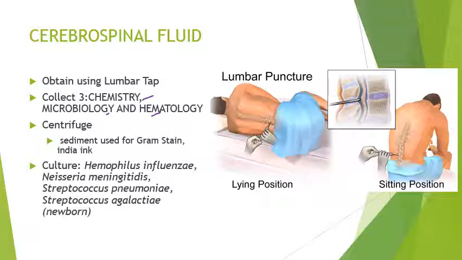Cerebrospinal fluid must be centrifuged, or you can do cytocentrifugation. The sediments can be used for Gram stain and India ink. So, what do we detect in the CSF? If the patient has Haemophilus influenzae, Neisseria meningitidis, Streptococcus pneumoniae, or Streptococcus agalactiae, we can find them. Cryptococcus neoformans can be found in the CSF of commonly immunosuppressed patients. Commonly, patients with Cryptococcus neoformans are those with HIV, or human immunodeficiency virus. Next.